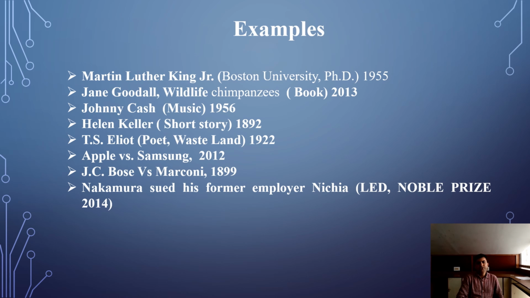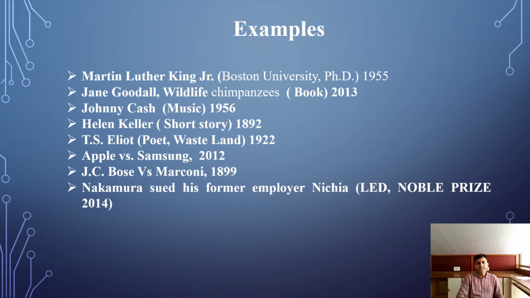Johnny Cash is a famous musician, and in 1956 he sang a very famous song, but later on it became part of a copyright issue. Helen Keller, at the very young age of 11, wrote a short story, but at that age she didn't know what plagiarism was. So she decided to withdraw the story.